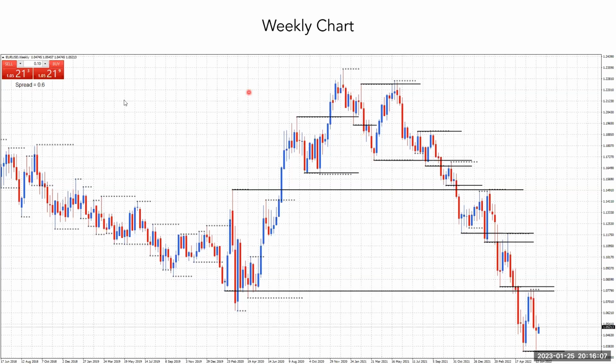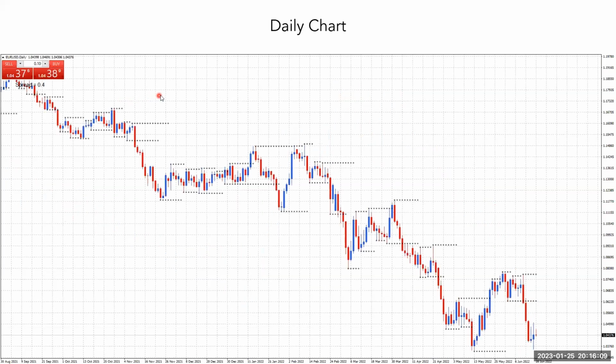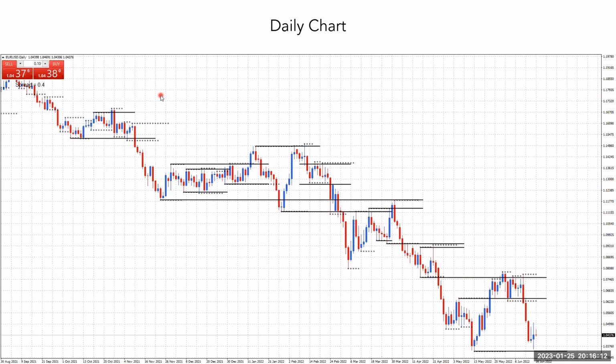Now that's a weekly chart. There's a blank day chart, and then the lines drawn in. It just works exactly the same. Doesn't matter what time frame you're on.